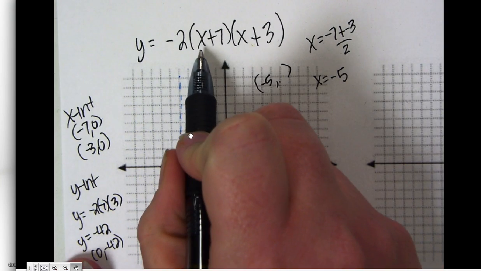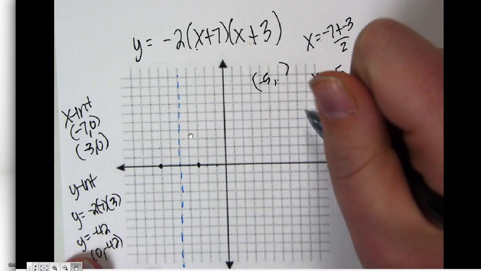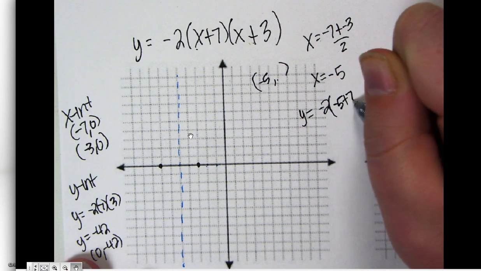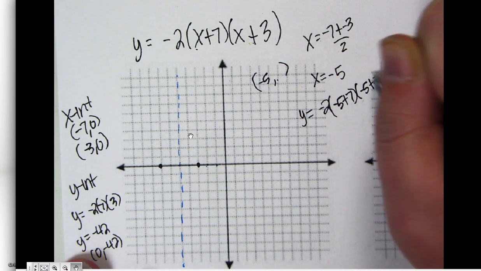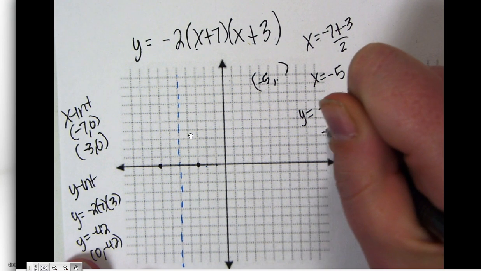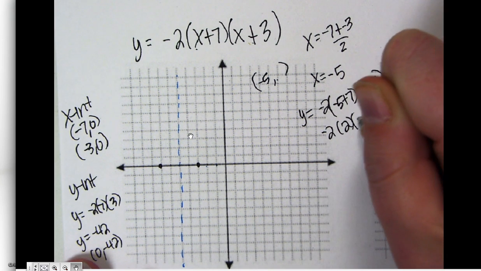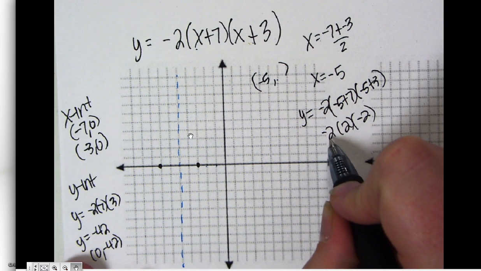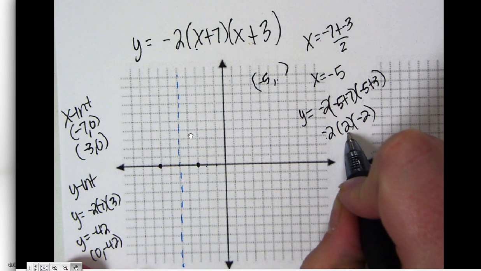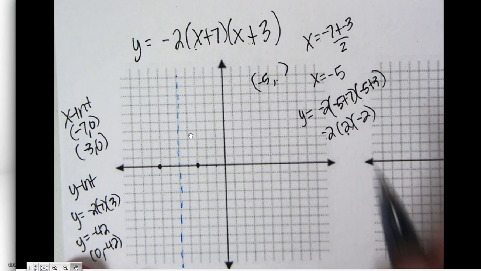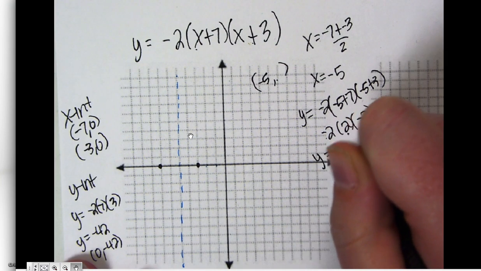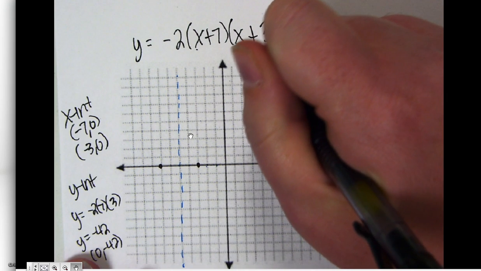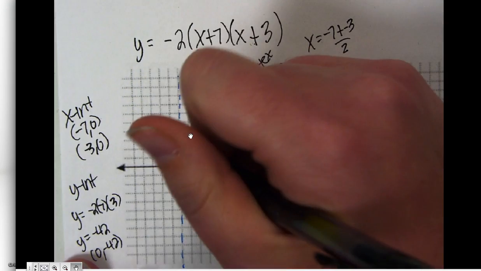To find that y, we substitute negative 5 in for x. So y equals negative 2 times (negative 5 plus 7) times (negative 5 plus 3). Simplifying here, we get negative 2 times 2 times negative 2. Let's see, negative 2 times 2 is negative 4, and then negative 4 times negative 2 is a positive 8. So y equals 8. So we know that our vertex is the ordered pair (-5, 8).